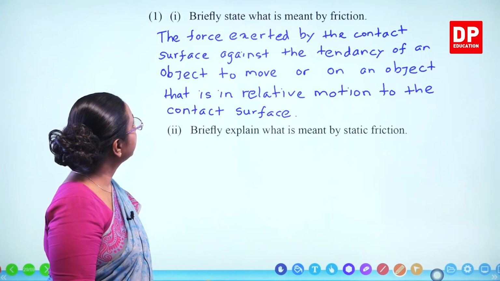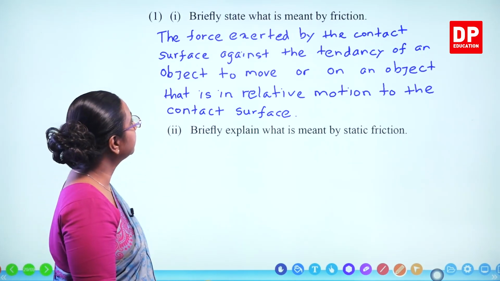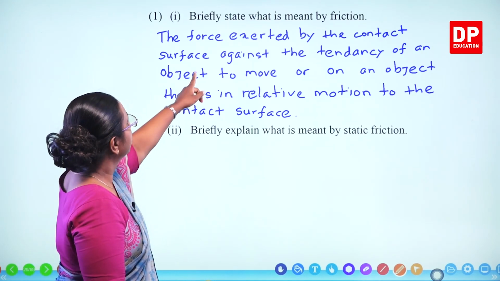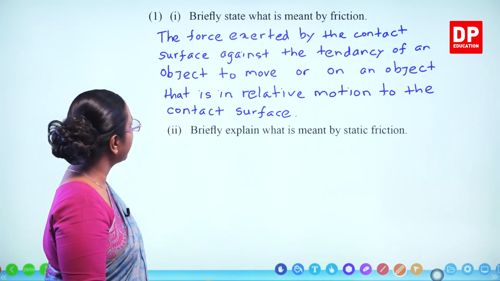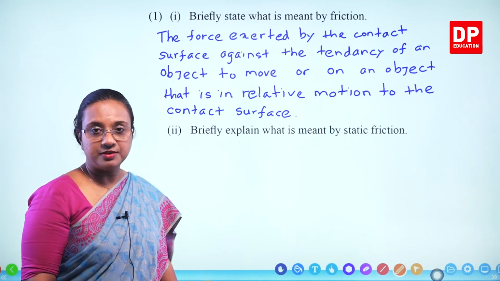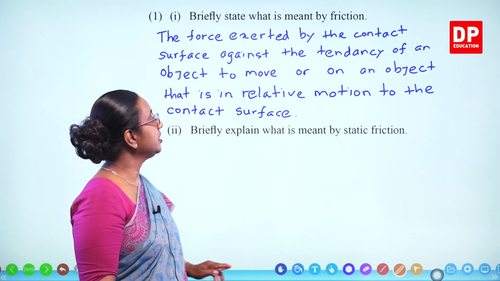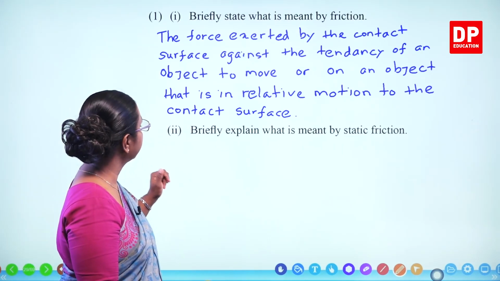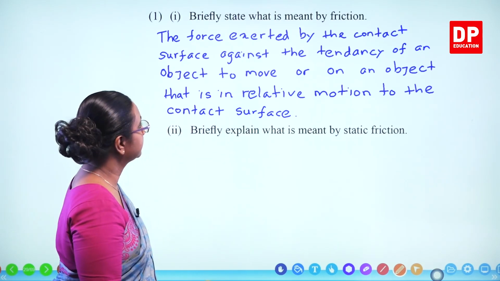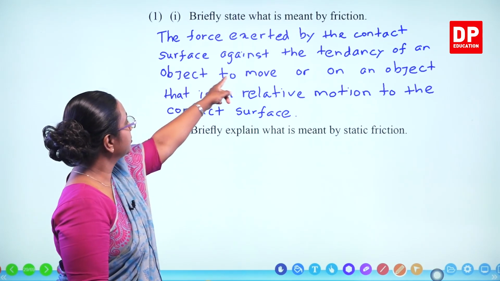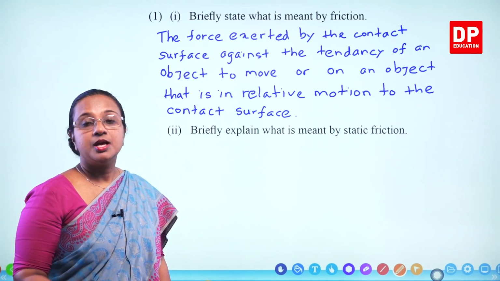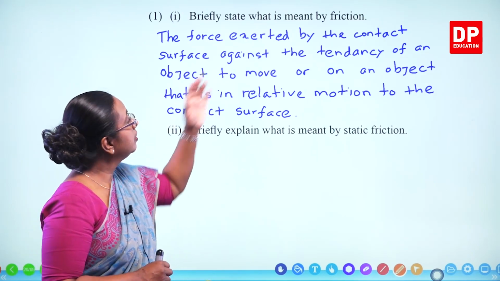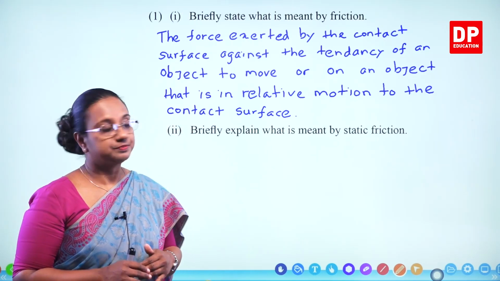So here we are briefly stating what friction is, but we need to include the two points. When an object is trying to move, the opposing force, or the opposing force on a moving object, and the force is exerted by the contact surface. And also it's against the movement. So these are the points that have to be included when you explain friction.